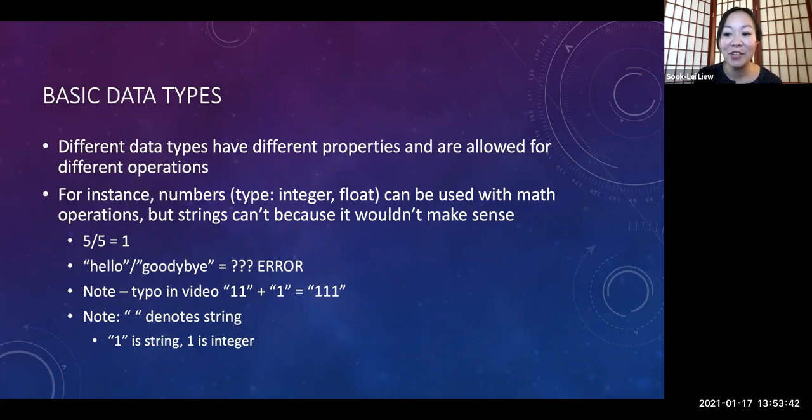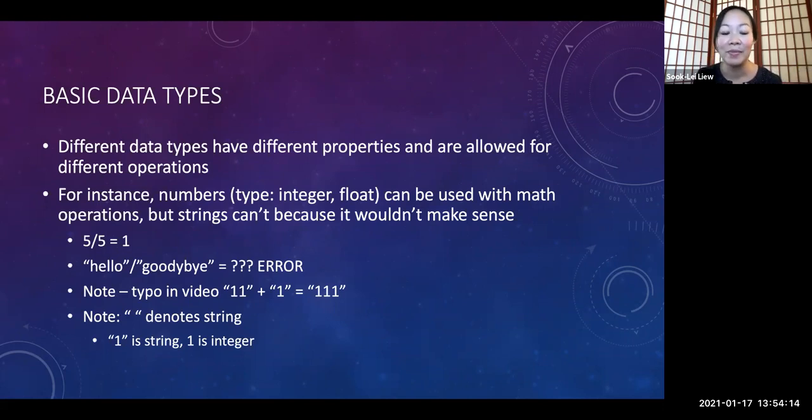There was a typo in the video though, and the one math operation that can be used with strings is plus. You can add two strings together and it really just joins them. Note that the quotes denote that it's a string, even though it is a number inside the quotes. The quotes tell the computer that the data type is string. So if you did, in quotes, 11 plus 1, you would actually get 111 because it's just concatenating, or merging, those two things together.